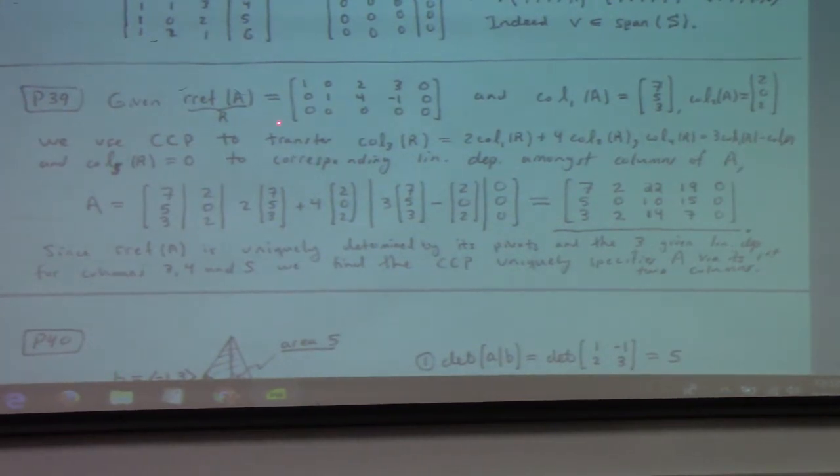Problem 39, I gave you the reduced row echelon form of A. I told you column 1 was that. I told you column 2 was that. The point of this problem is to notice that in R, column 3 is 2 times column 1 plus 4 times column 2. You can see that just manifest here, right? This is 2 times that plus 4 times that. And this one is 3 times the first minus the second. And the last one, well, that's 0.